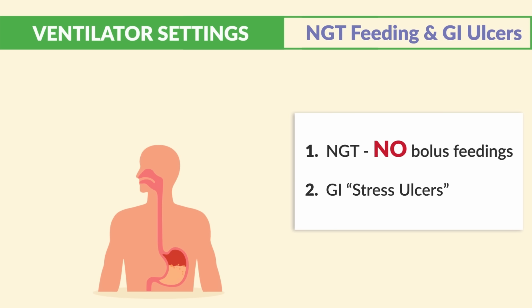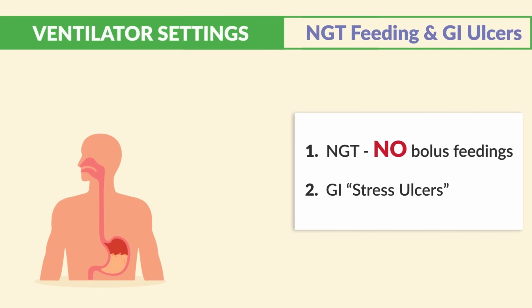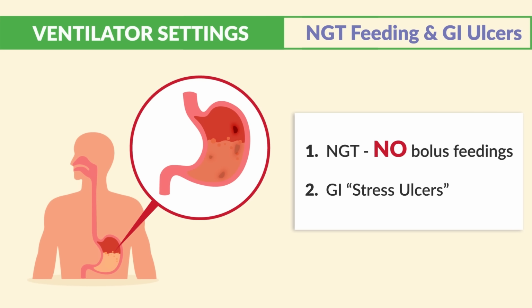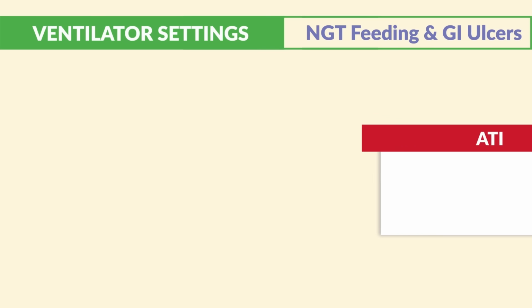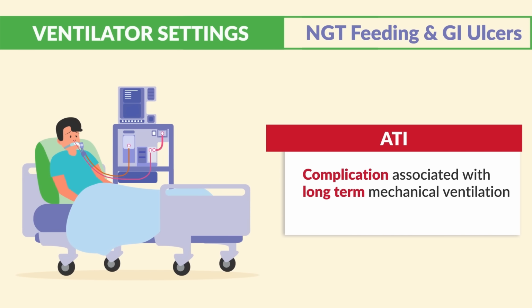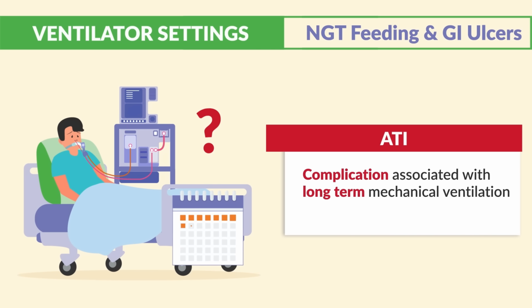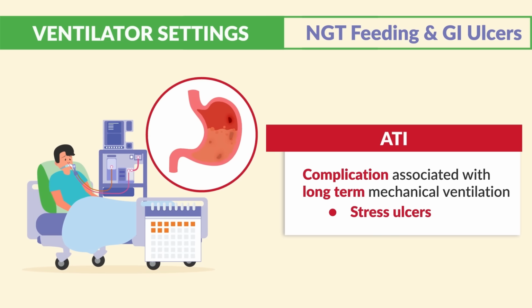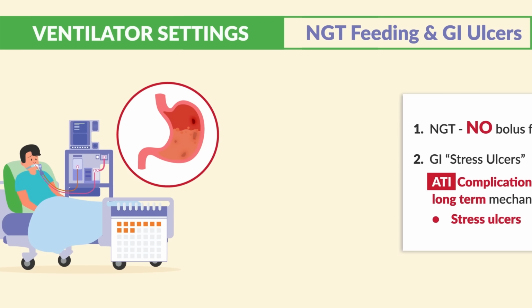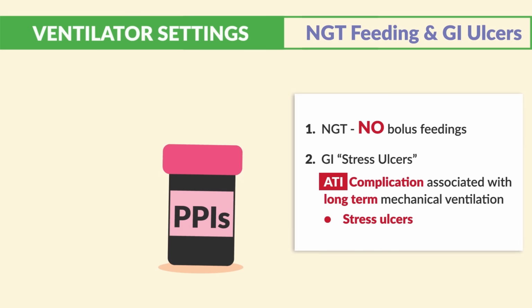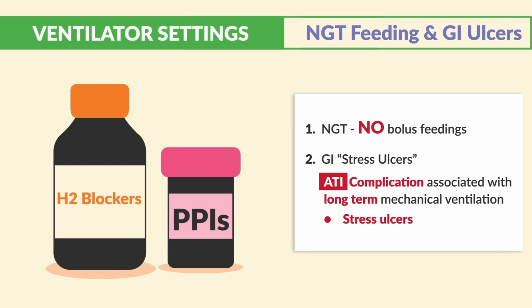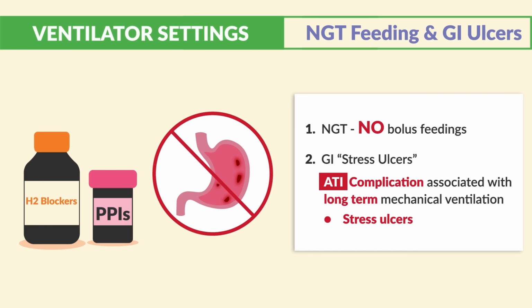Number 2 is GI stress ulcers from gastric secretions that burn a hole in the GI tract. ATI mentions a complication associated with long-term mechanical ventilation is stress ulcers. So we typically give acid reducers like PPIs or H2 blockers prophylactically to prevent those ulcers.